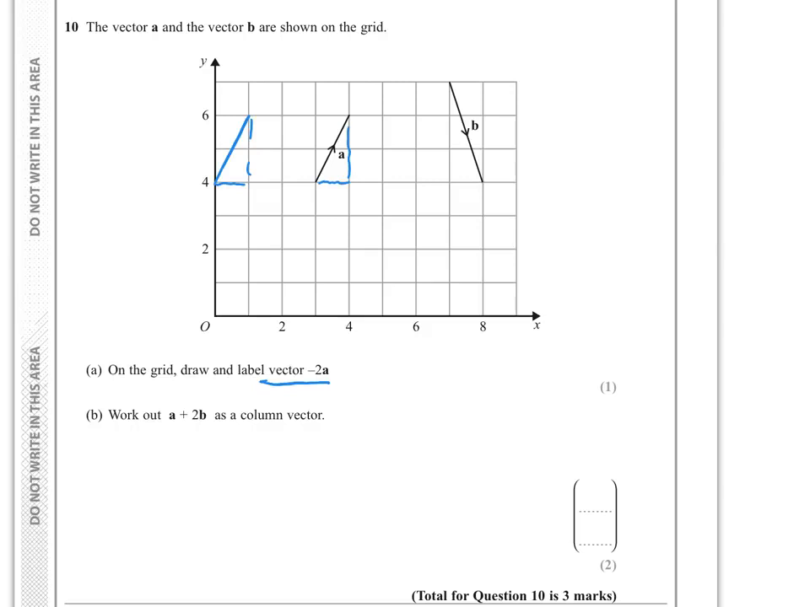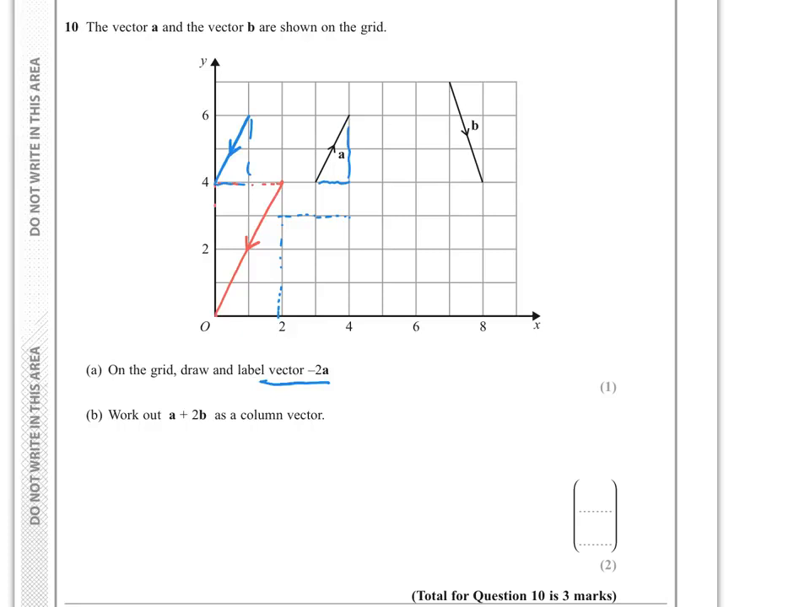If we wanted to have minus a, it's just going in the opposite direction. So minus 2a would be like going along not just 1, but along 2 and down 4. So we need to have it somewhere on the diagram so we can stay within the grid. So why don't we start here and go along 2 and down 4 and join these up, and then draw the arrow, and that will be negative 2a.